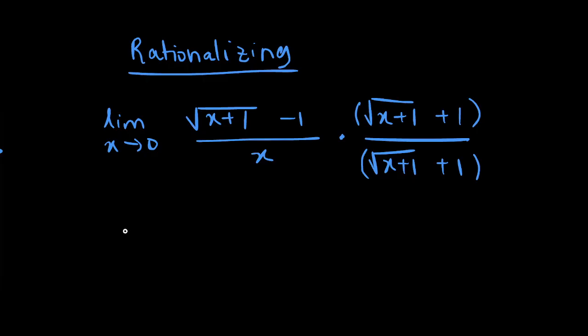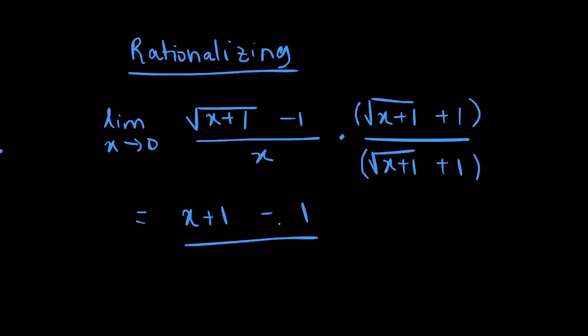Let me actually do this. This is just a minus b times a plus b. So then we're just going to end up with a squared minus b squared. If this is our a term and this is our b term, a squared minus b squared is simply going to be x plus 1 minus 1 squared, which is just x.